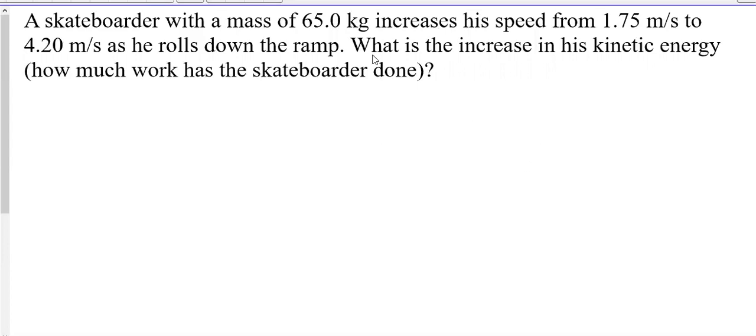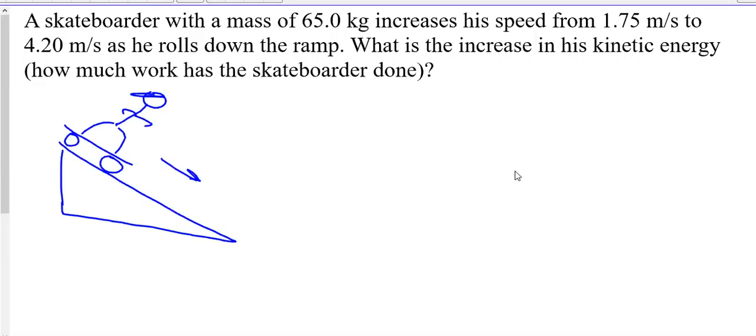For the first example problem, we have a skateboarder with a mass of about 65 kilograms, and he's going down an inclined plane, and he speeds up from 1.75 meters per second to 4.2 meters per second. So he's speeding up as he goes down an inclined plane. What is the increase in his kinetic energy? I could have also asked how much work the skateboarder has done.